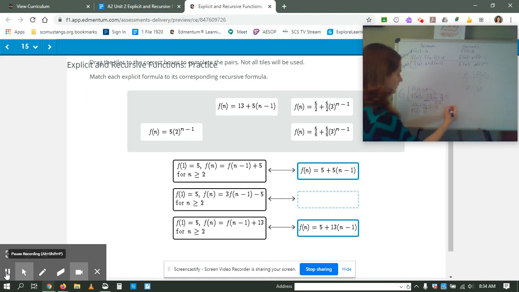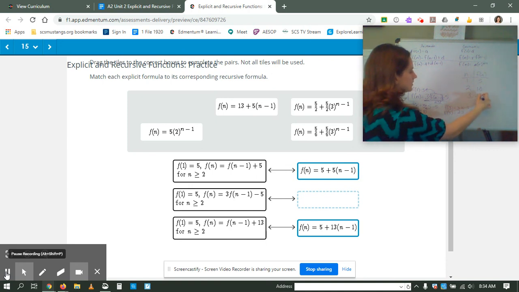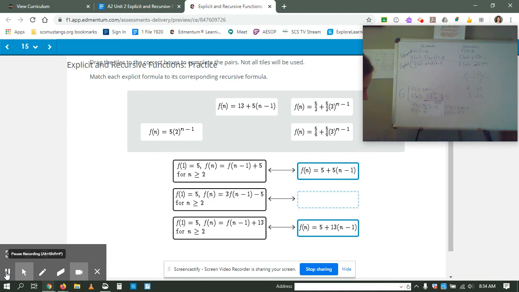Then I'm looking at f of 3 to set up a third. That is going to be equal to 3 times f of n minus 1, that number, what the answer was for the problem before it. So 3 times 10 minus 5. So f of 3 is equal to 30 minus 5, which is 25. So 3, 25. Then we're looking for the next number. So f of 4 is going to be equal to 3 times 25 minus 5, so f of 4 is going to be equal to 70.